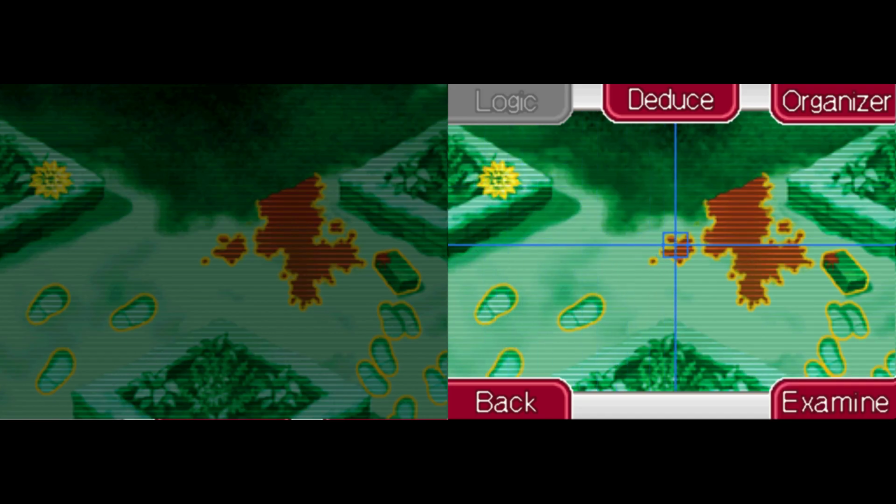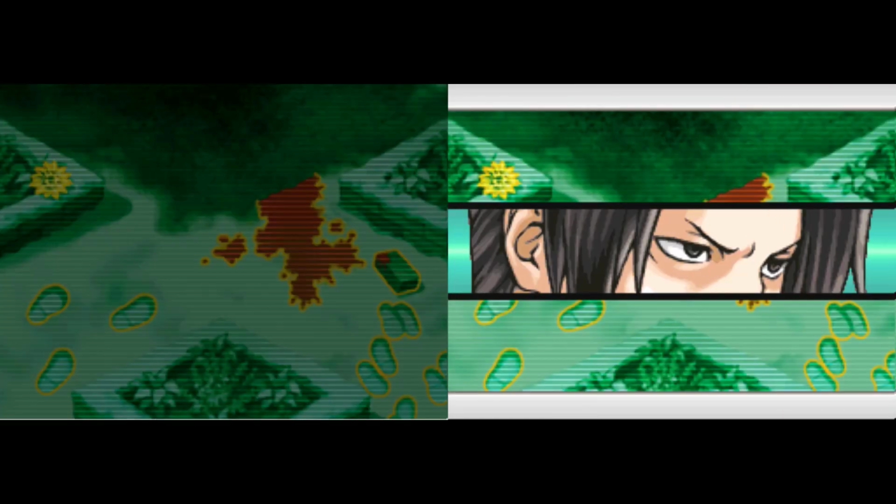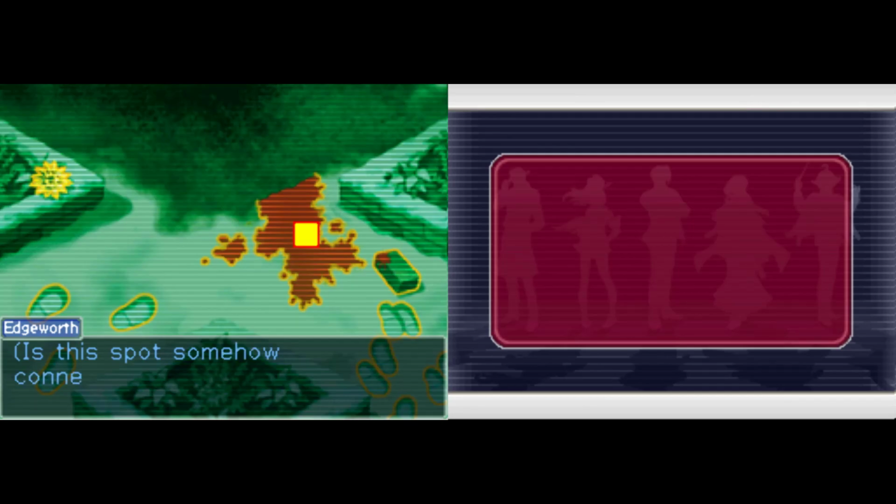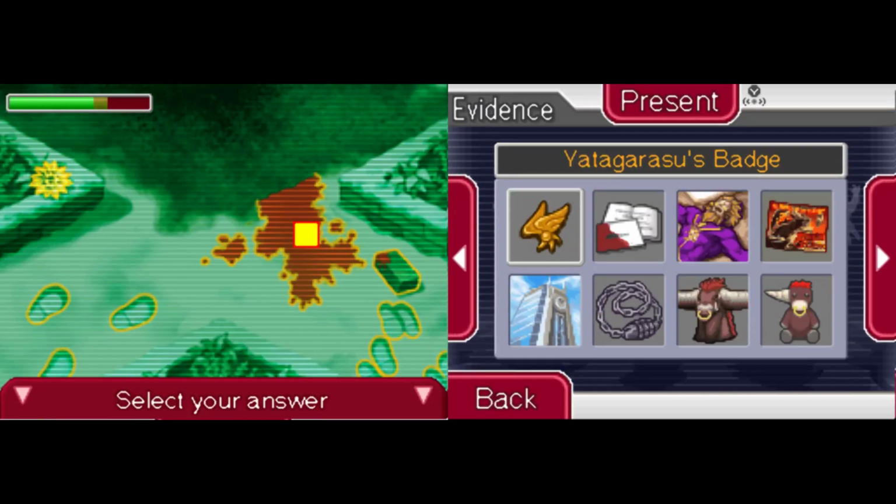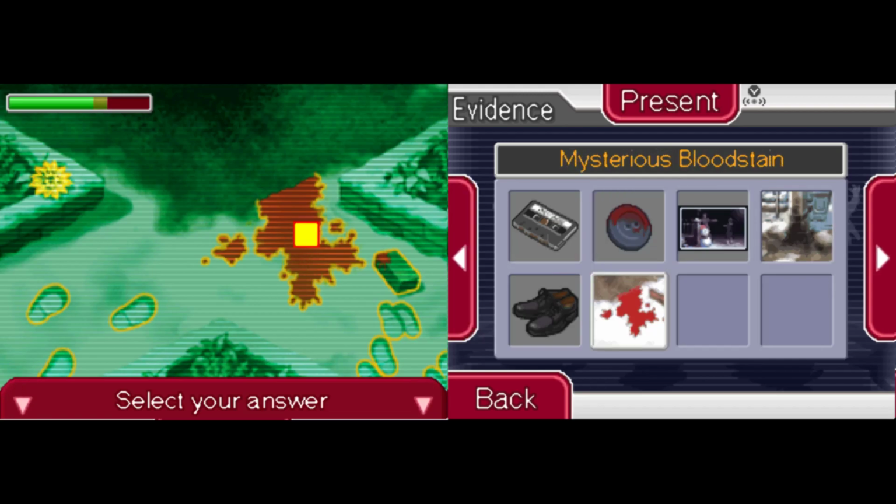Okay, so I think the game is telling us we have to deduce something here. Let's try to figure out what that might be. Is this spot somehow connected to any of the evidence I held? Let's find out. I wonder if maybe we can present Cameron's photo and we'll be like, oh, there shouldn't be any blood here because the kidnappers were over there and the victim was over there. Therefore, blah, blah, blah.